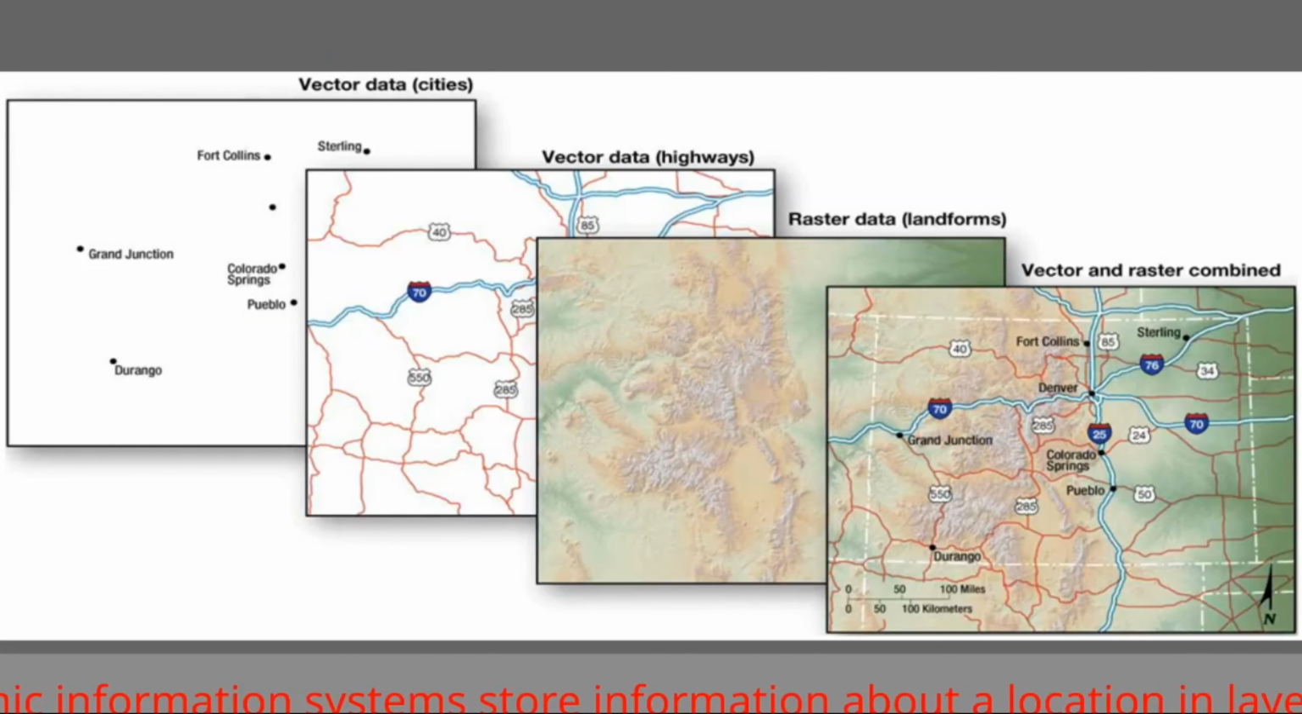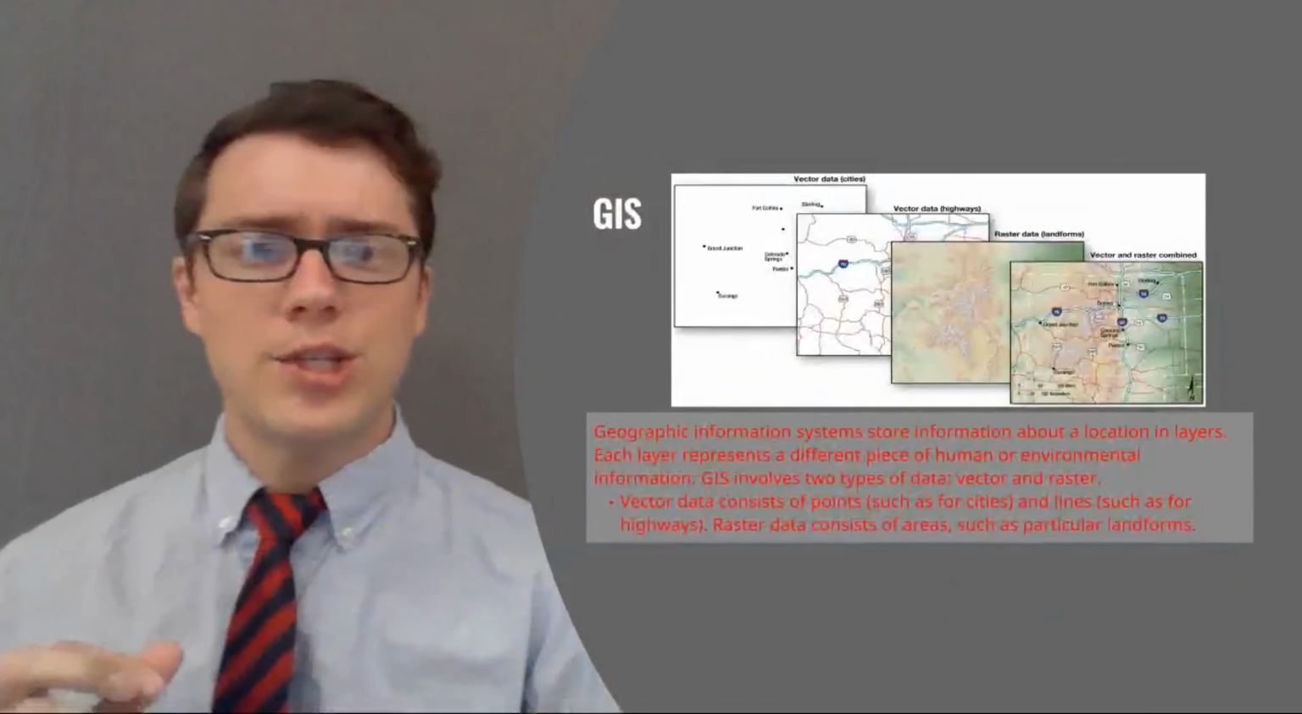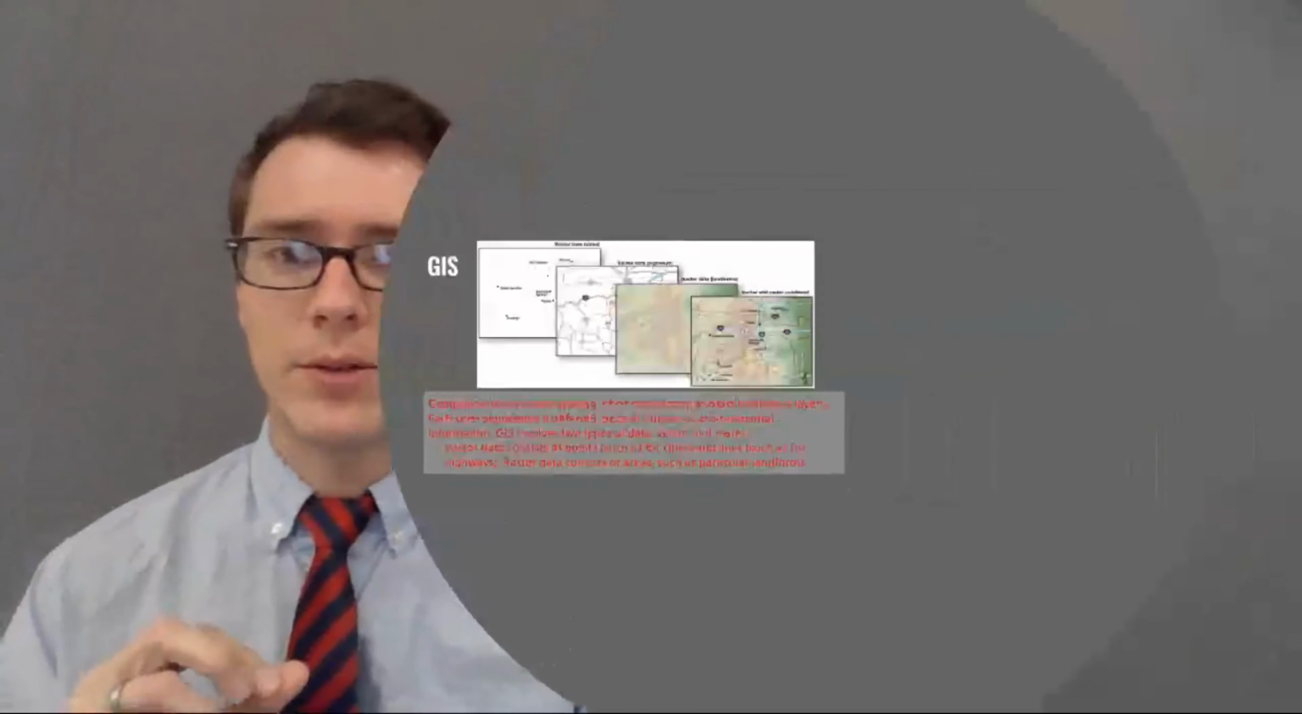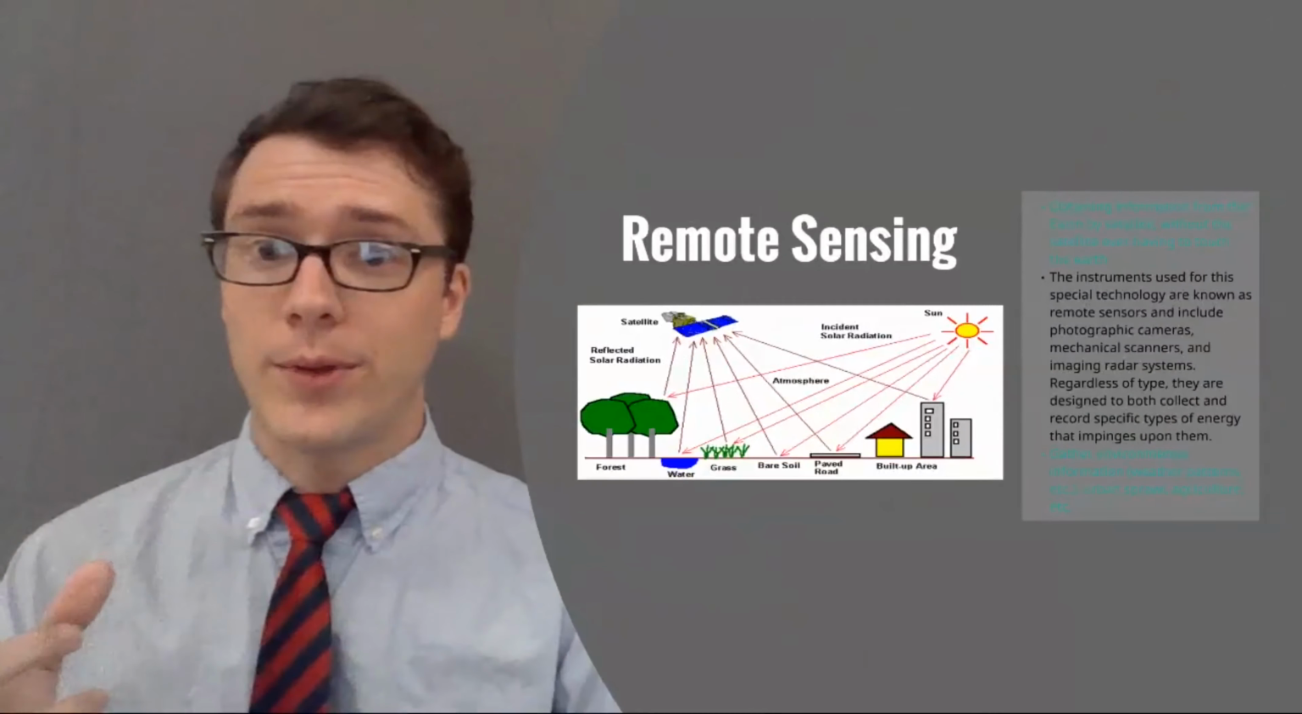The raster data is the landforms. And on the far right, you can see that they overlay all those things. So you have the cities on top of the roads, on top of the landforms, in order to get a clear picture of that real world. And with the GIS, you can choose what you want to add and take out. We're going to play around with that.